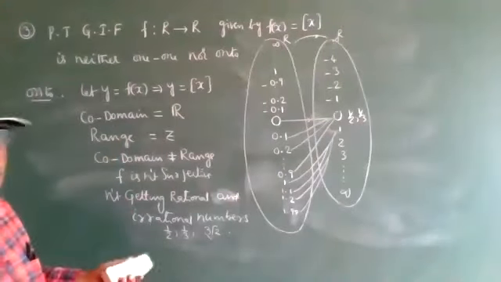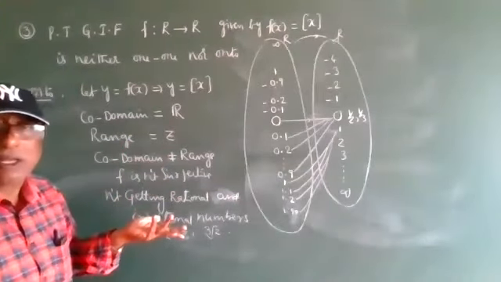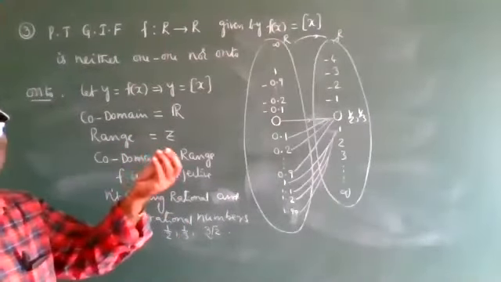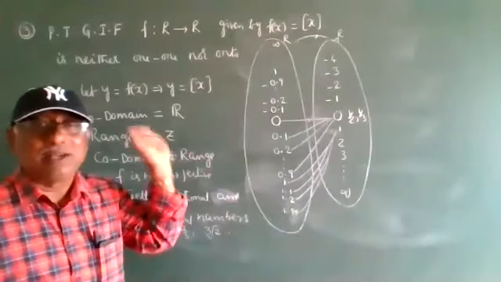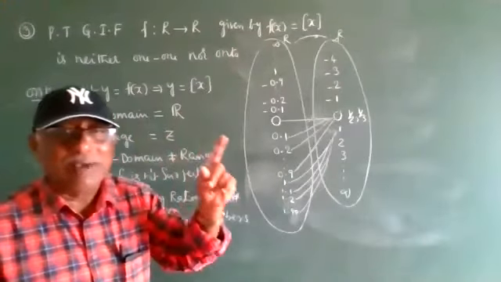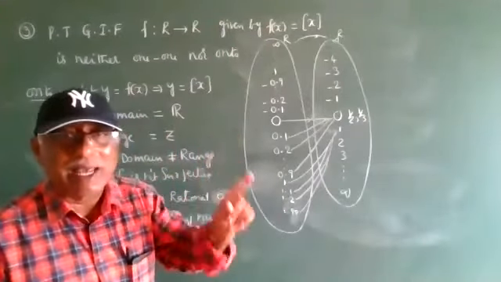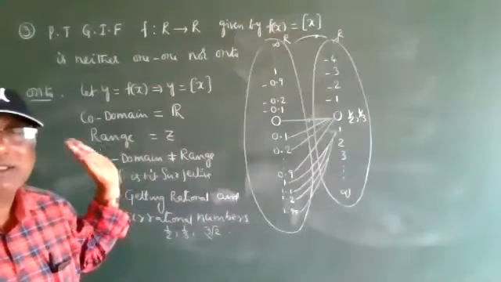If you want, please write, not necessary: codomain is not equal to range, therefore it is not a surjective function. Very simply we can solve. Once the figure is drawn, we get the idea. The greatest integer function always makes decimals into integers. Its range is integers. That's enough.